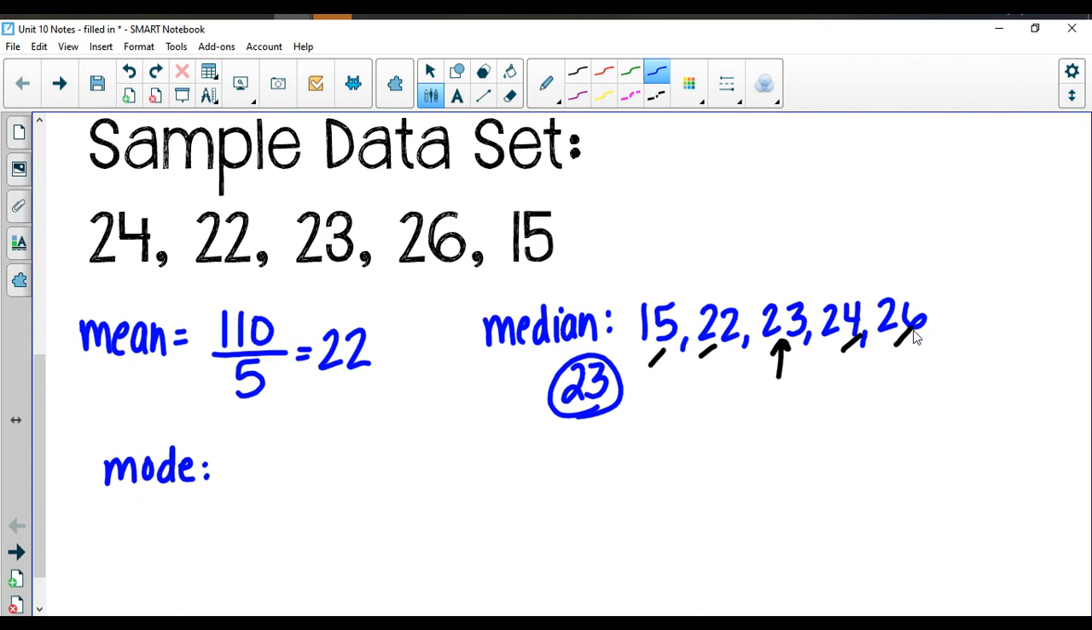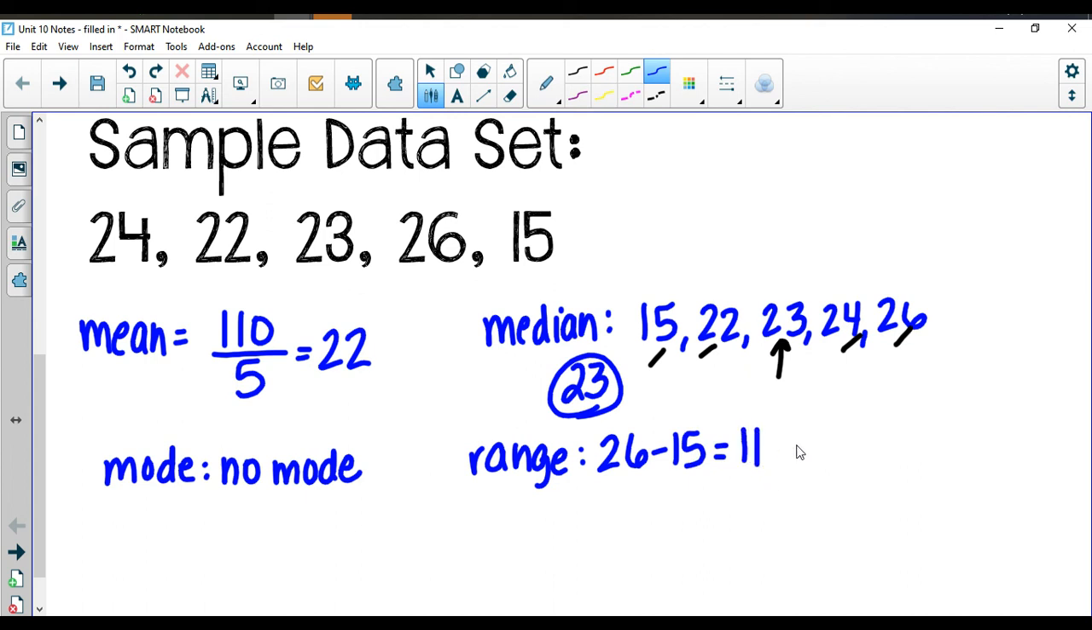My mode on this one, so looking through my data set, especially when I had them in order, this was a little bit easier. There were no numbers that repeated themselves. So for me, I have no mode on this particular data set. The final piece that I want to talk about finding is your range. So I would be doing 26, which is the biggest number, minus 15, and that gives me a range of 11 then. So that's your quick refresher on how to find mean, median, mode, and range.